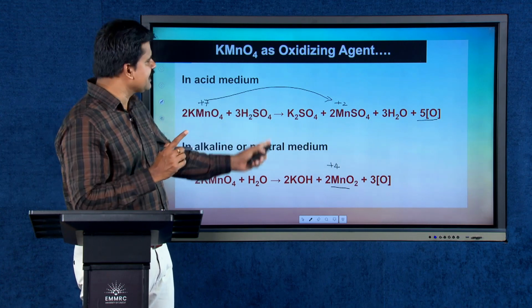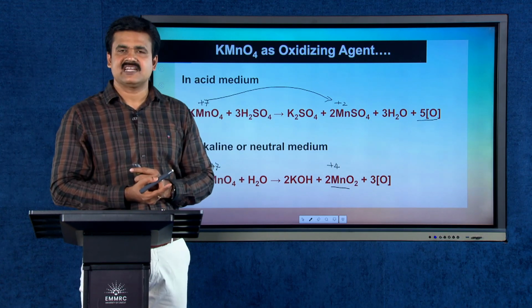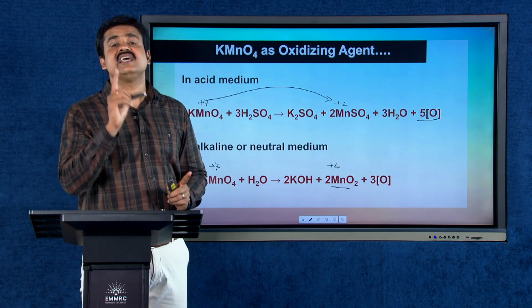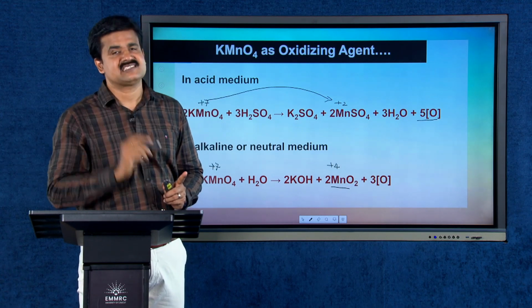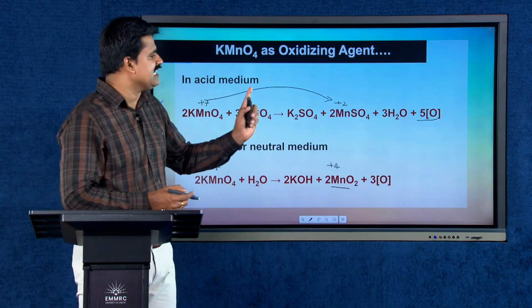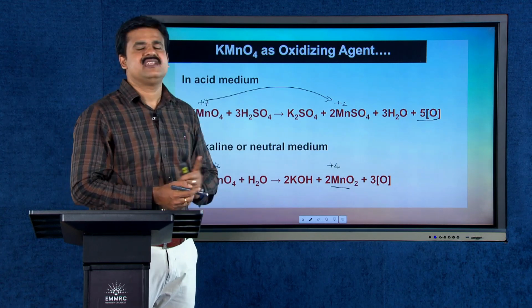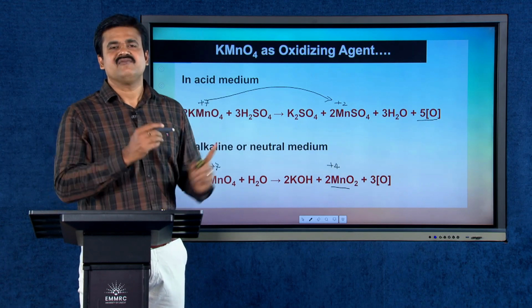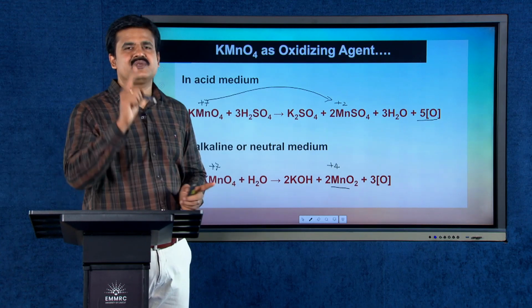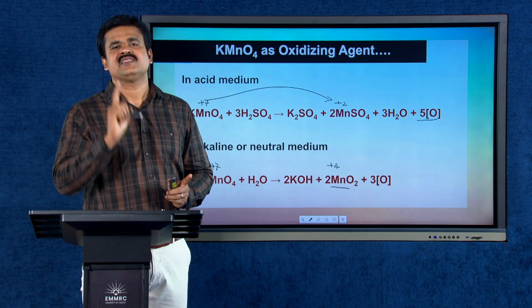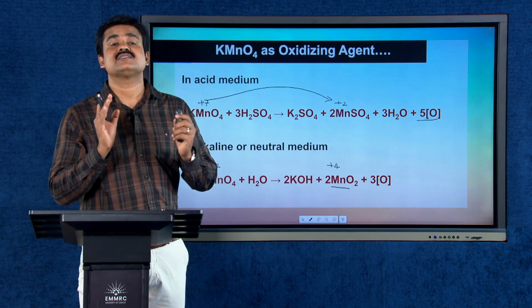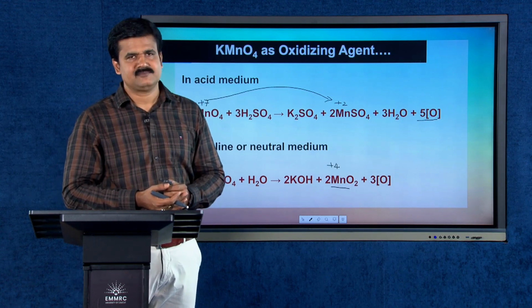Whenever you are comparing these 2 reactions, it is very clear that in the first reaction, that is in acid medium, there occurs the liberation of 5 nascent oxygen. However, in the second case, the number of nascent oxygen liberated during this reaction will be 3. So, comparing these 2, you can say that in the acid medium, potassium permanganate acts as the most powerful oxidizing agent.